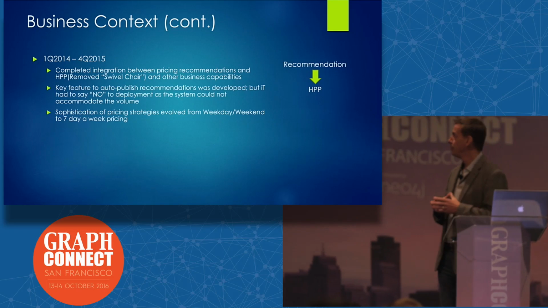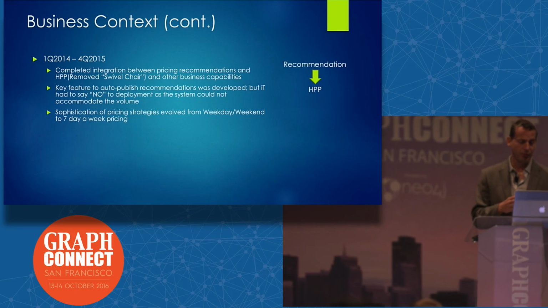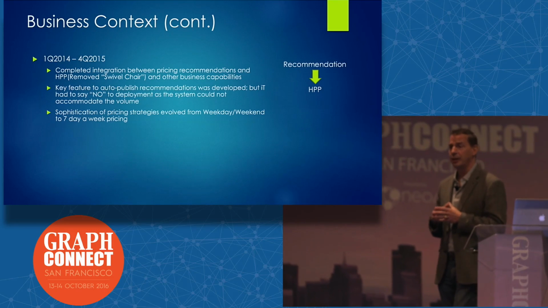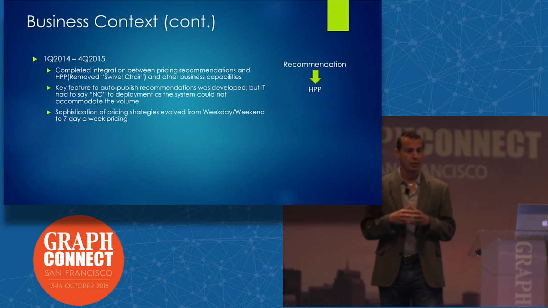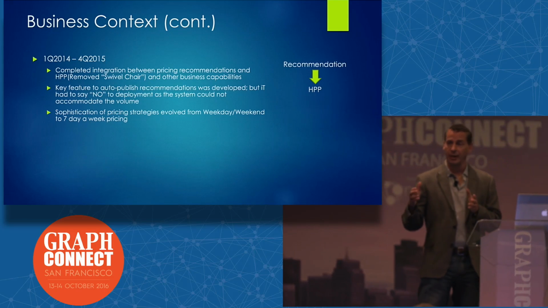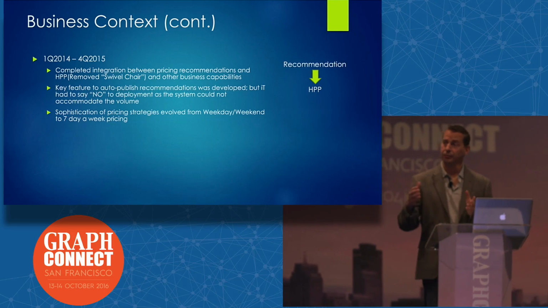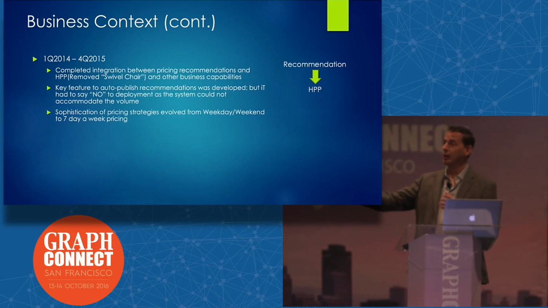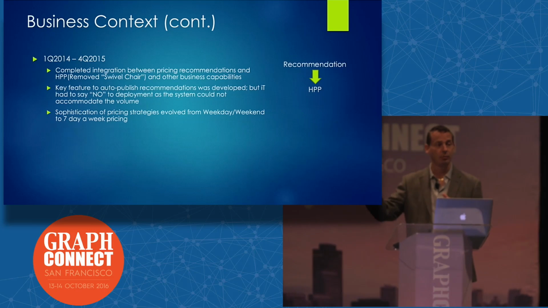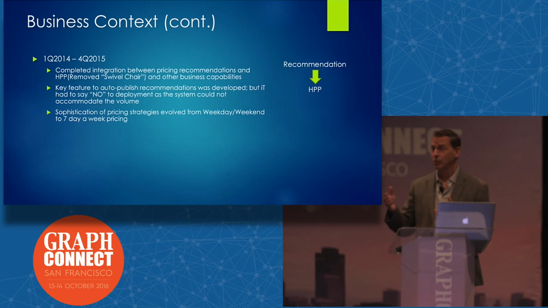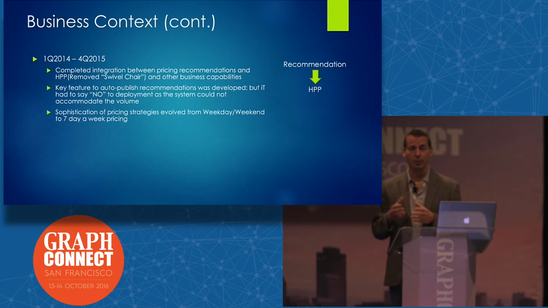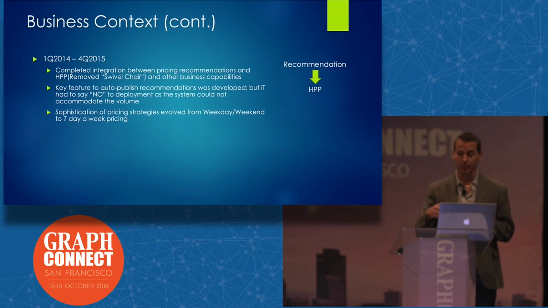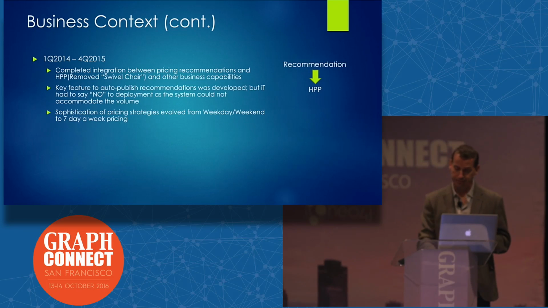We also started to see the emergence of more sophisticated pricing strategies, going from weekday, weekend to 7-day-a-week pricing strategies. So now the number of seasons or date ranges that we had to process or compute was growing from 104 over the course of a year, to over 300, 350 for a year. We saw that the average rate program would have 200 seasons within it because properties were implementing these capabilities.